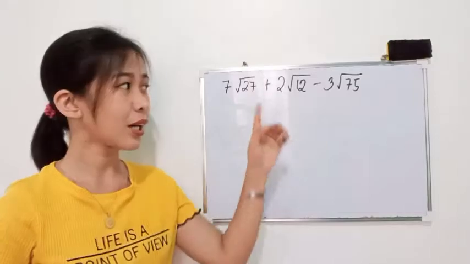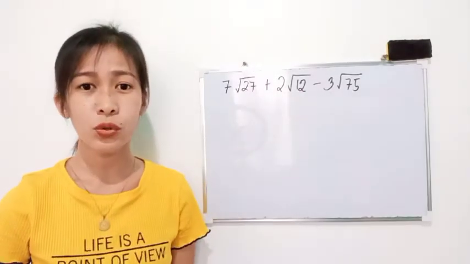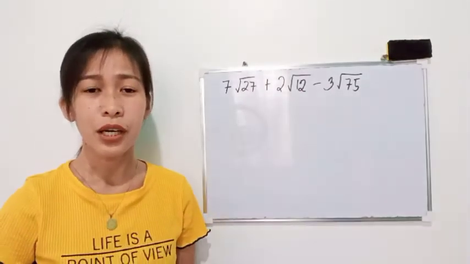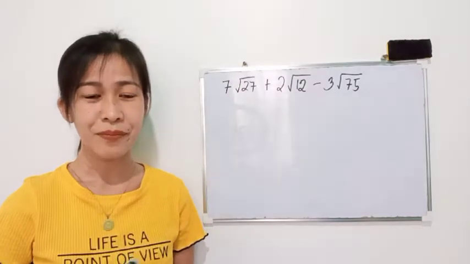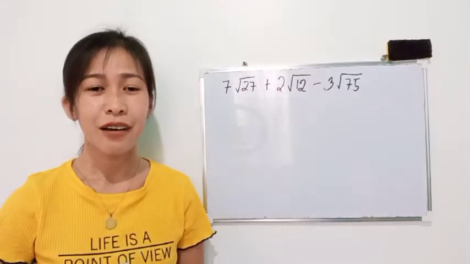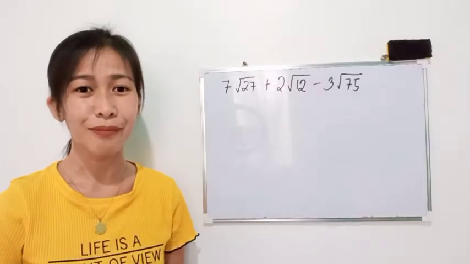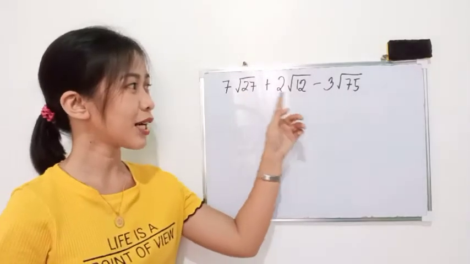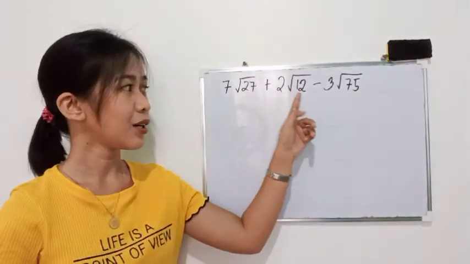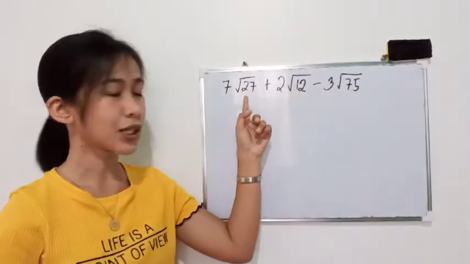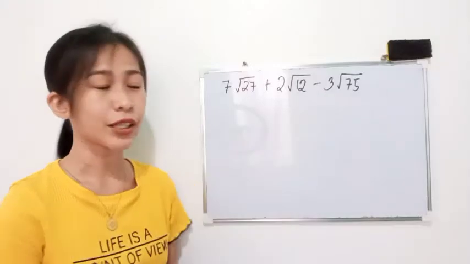Meaning, they are different. So, what are we going to do? How are we going to perform the operations if they are dissimilar? Okay? So, what we are going to do is make them similar. How are we going to make them similar? So, we will first work on the radicands, which are 27, 12, and 75.